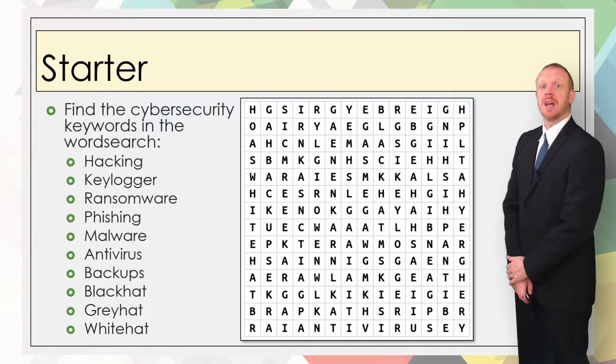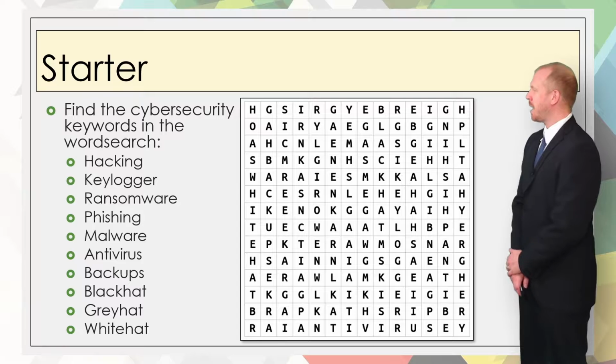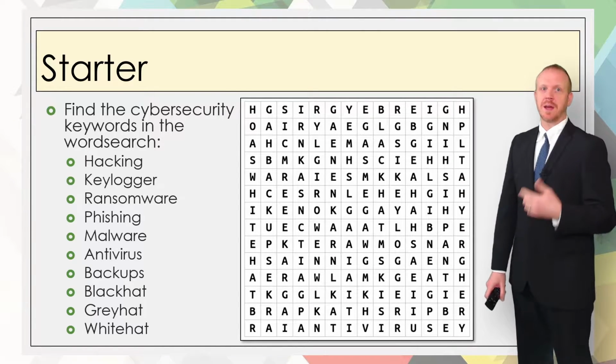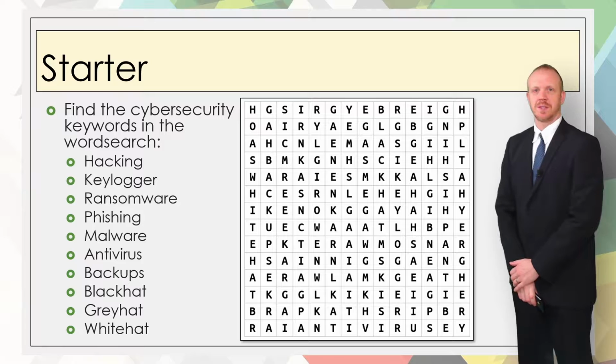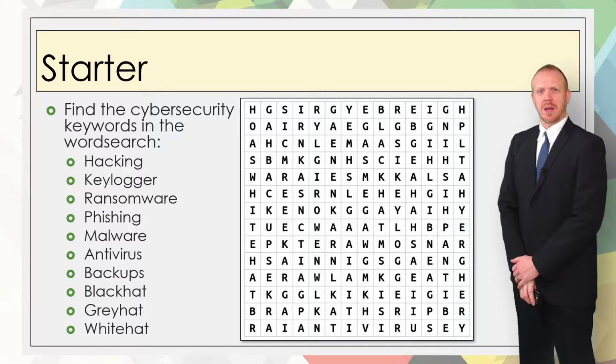It's a word search. So spend a few minutes, see how many of the keywords that we've looked at so far: hacking, keylogger, ransomware, phishing, malware, antivirus, backups, black hat, grey hat and white hat you can find in this word search. When either you've found the words or you've given up, unpause the video and we'll carry on.